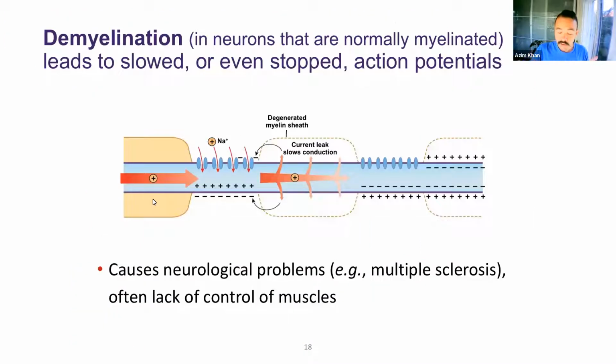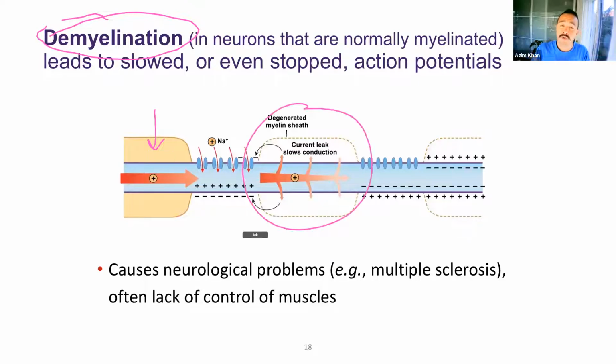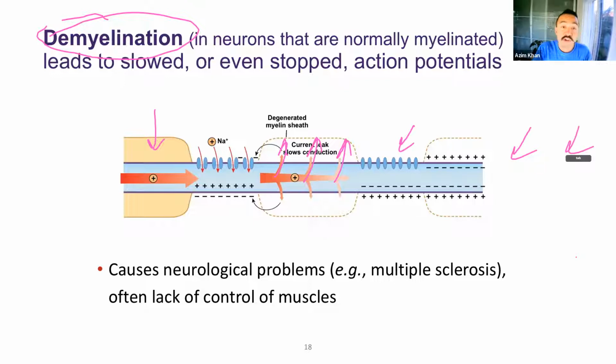There are conditions where we lose myelin, where we get demyelination. So normally there should be myelin, but then the myelin gets degraded for some reason, whether it's an immune system attack or some genetic problem or a virus. We start to lose our myelin. If you lose myelin, electricity leaks out. Those ions, that's what electricity is in this case, the ions leak out. The positive charge leaks out. And so you won't activate the next channels in line. And so you don't get any signal.